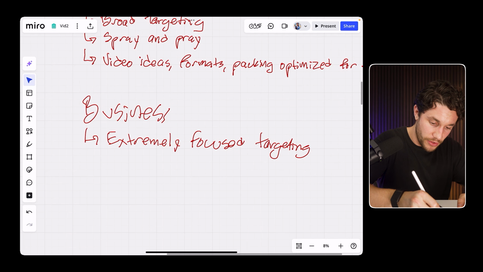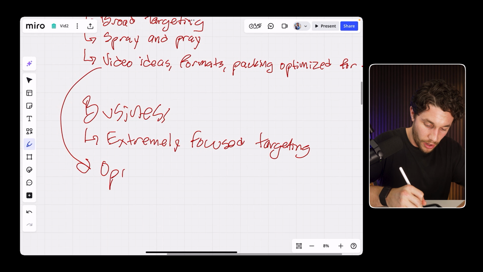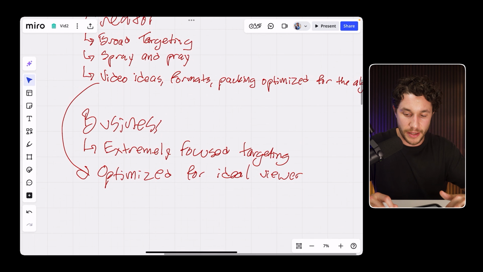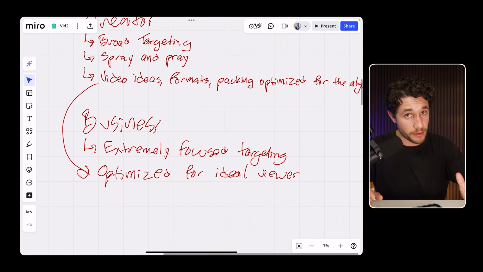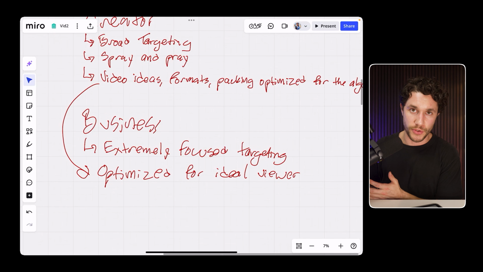And then this right here, your video ideas, formats, and packaging. These are going to be optimized for your ideal viewer. So you're going to be optimizing your video ideas, formats, and packaging, not for the algorithm as much, but for the ideal viewer. You would much rather attract a potential customer than 10 randos who aren't going to be customers.